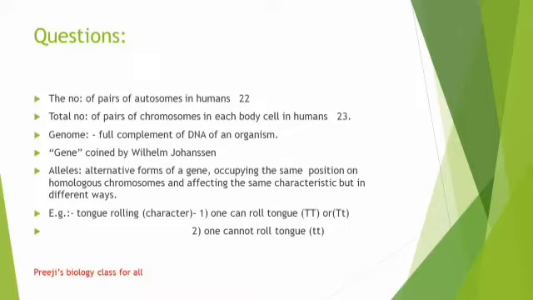So according to the alleles only, one character is determined. It affects the same characteristic but in different ways. That means if one can roll the tongue, then that person contains the dominant allele, capital T, in their homologous chromosomes. And if one cannot roll the tongue, they may contain the recessive allele, small t. So that's about some questions that may be asked in the board exams.